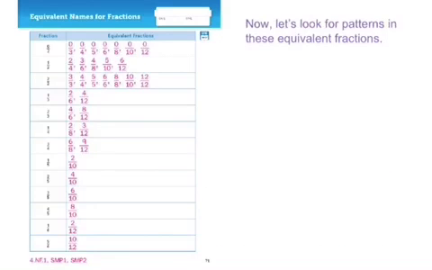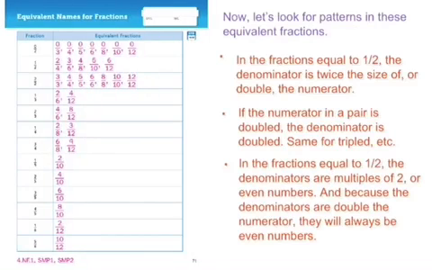And here are a few of the different equivalent fractions you may have come up with. You may have come up with some additional ones. If you did, that's awesome. Okay, and that's the part I wanted to make sure you got. Okay, so let's look at some patterns in these equivalent fractions.